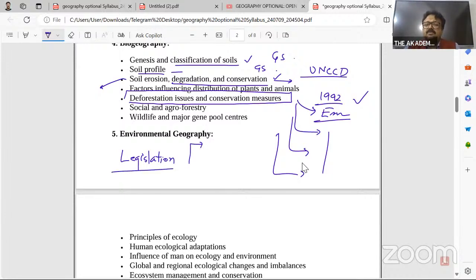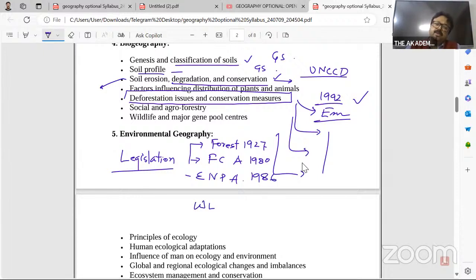उसके लिए हम लोग पढ़ते हैं फॉरेस्ट एक्ट. फॉरेस्ट एक्ट से शुरुआत करेंगे बच्चे 1927. Then we will come to Forest Conservation Act, that is 1980. Then we will come for Environment Protection Act, that is 1986. Then we will go for Wildlife Protection Act, okay, that is 2002. And then there is another legislation, Recognition of Forest Dweller Right Act and CAMPA.